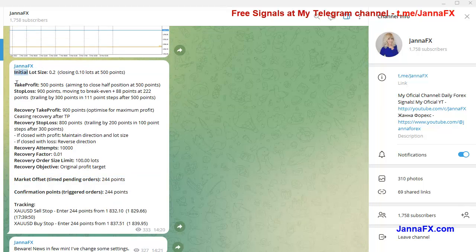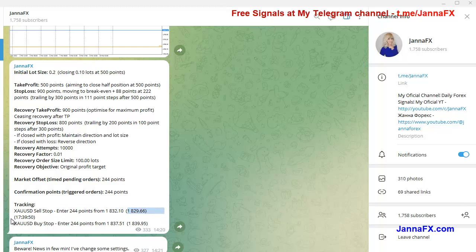Again, lot size you decide for yourself, but if you want to take profit, then you're looking at how many points I have from those levels. And well, that's pretty much it. So here you can see the prices, where it actually tells you exact prices. Okay, so here enter 244 points from that price. That means my level is at this price, but the sell stop is from this one.